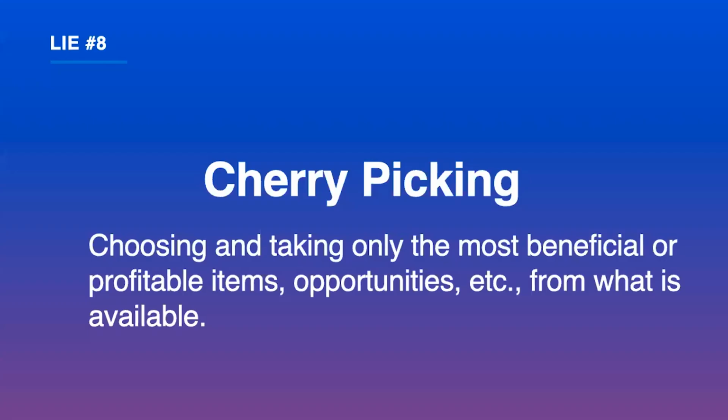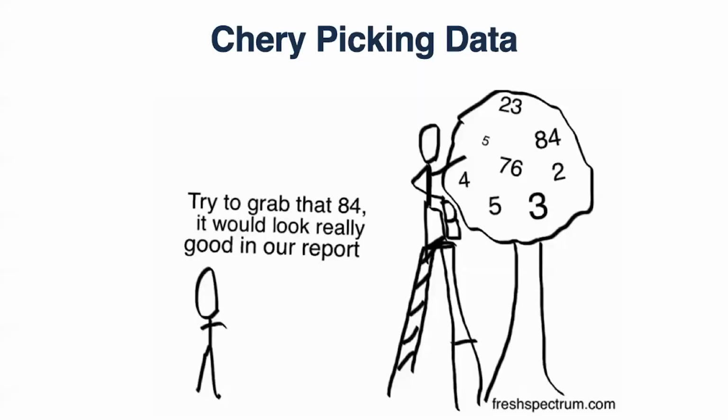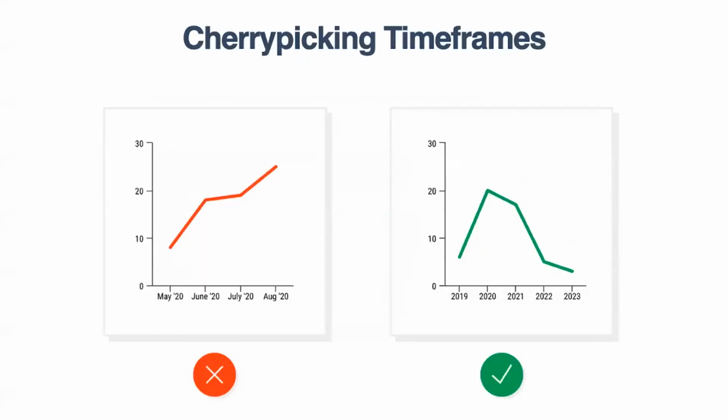Line number 9 is cherry picking, which means choosing the data that suits you best, as you may know. For example, choosing a specific time frame. You could probably choose the time frame that looks really good in your reports. At the same time, one mistake you might be making is looking at most recent history and making decisions based on that. Whereas you should expand and look at longer history periods.